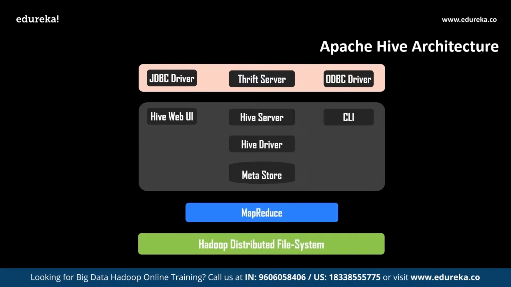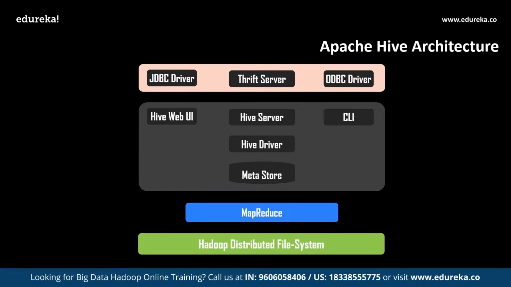Moving on, we shall deal with Hive driver. The Hive driver receives queries from different sources such as Web UI, CLI, Thrift, and JDBC or ODBC drivers. It transfers the queries to the compiler. Followed by that, we have the Hive compiler. The purpose of Hive compiler is to parse the query and perform semantic analysis on the different query blocks and expressions. It converts Hive QL statements into MapReduce jobs. Finally, we have Hive Execution Engine. Hive Execution Engine is the optimizer that generates the logical plan in the form of DAG or Directed Acyclic Graph of MapReduce tasks and HDFS tasks. In the end, the execution engine executes the incoming task in the order of their dependencies.